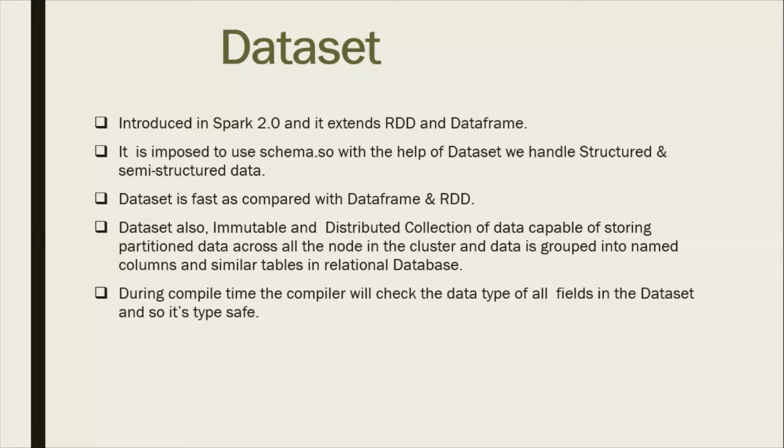But in a DataFrame, it won't check the data type of the fields. In a Dataset, the compiler will check the data type of all the fields, so it's type safe. With the help of the Dataset, we can handle structured and semi-structured data, as I said. Structured data is something like Apache Avro, Parquet, CSV file, TSV file, and these are all structured file examples. And for semi-structured files, JSON is the best one.